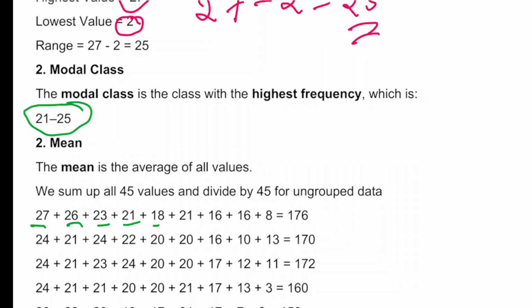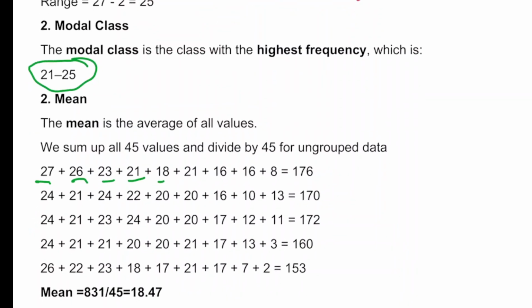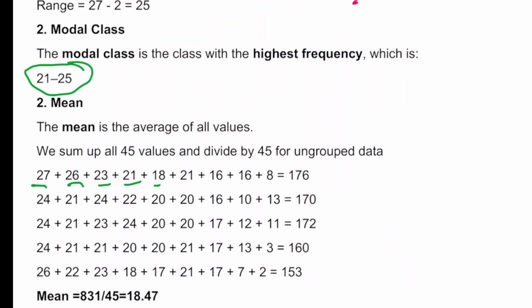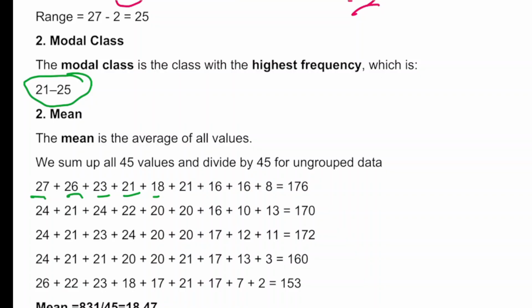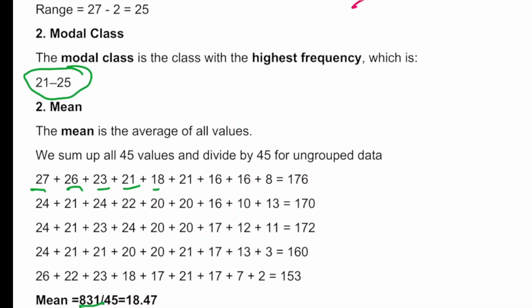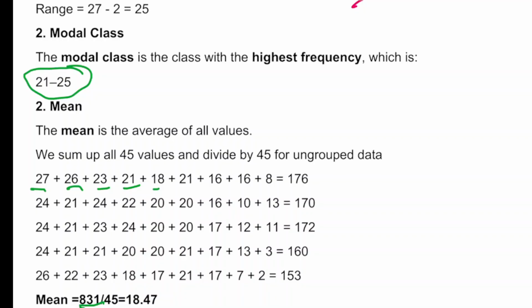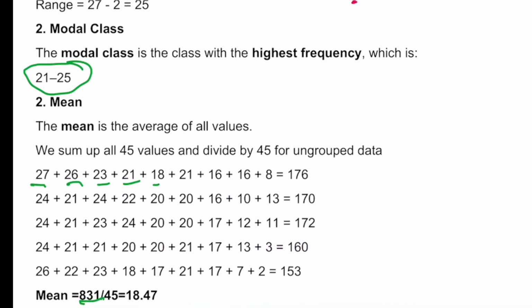So we have added up, and what have I gotten? I have gotten 831, and then I have divided by 45. The mean is 18.47 for the ungrouped data. But since the question started with a frequency table, are we supposed then to calculate the mean for the grouped data?